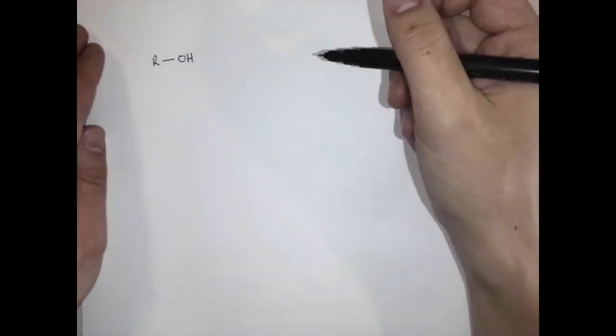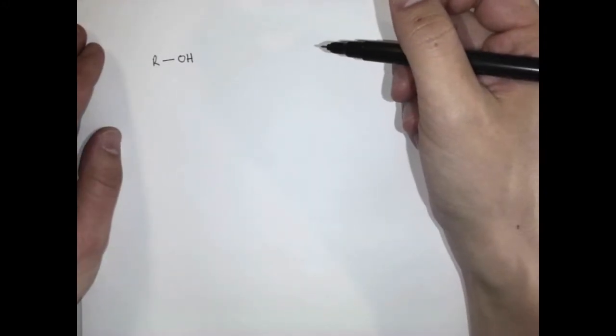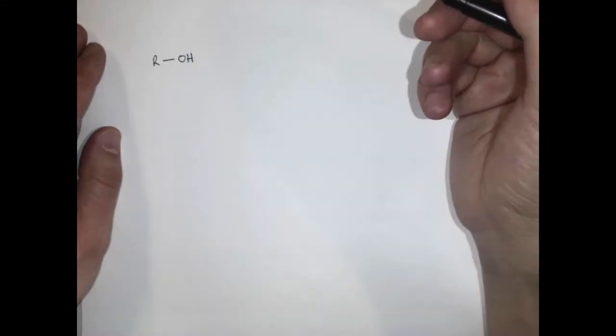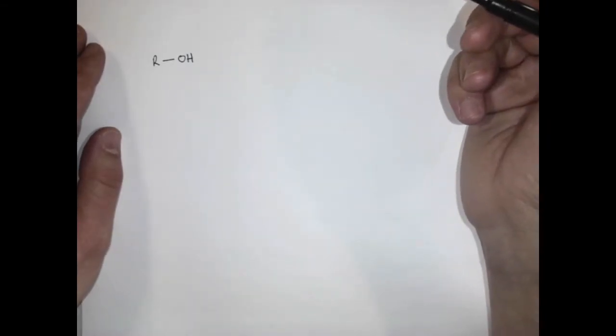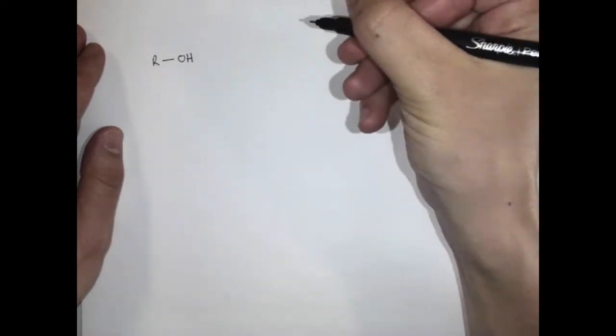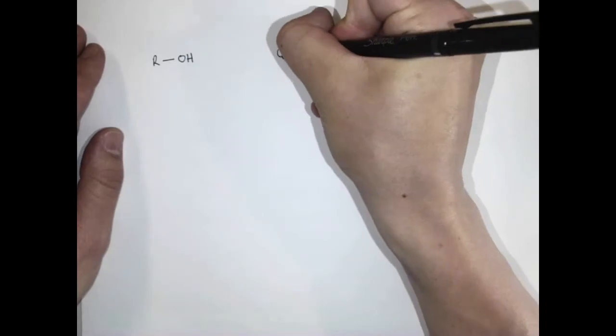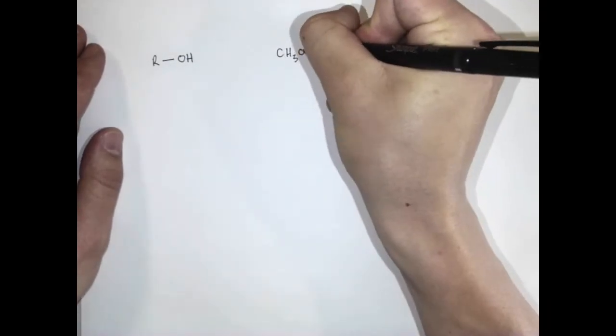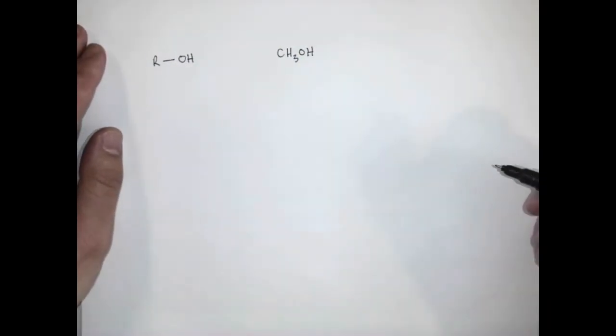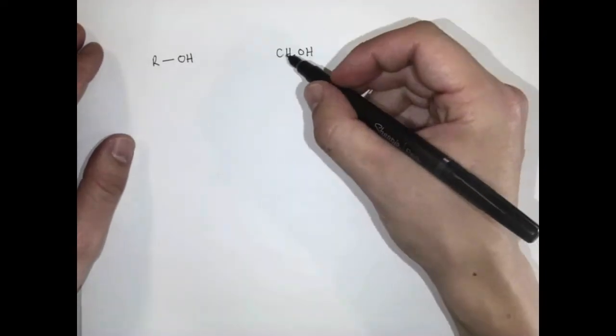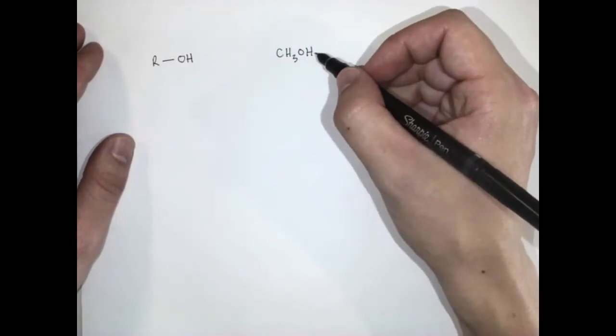Now, how do we name them? Well, similar to how we name alkanes, except with just a minor change. The suffix will change in this case, and how we number the alcohol will also change because now I've got this hydroxyl group that takes precedence. So let's look at our smallest alcohol. The smallest alcohol we can have is this one with a chemical formula of CH3OH.